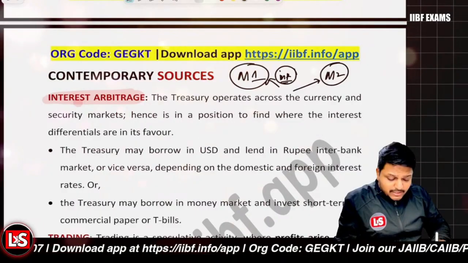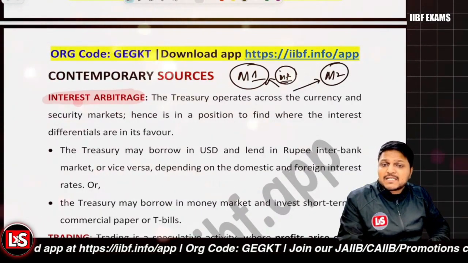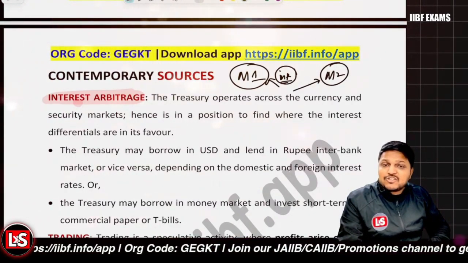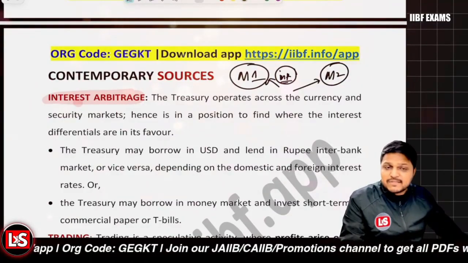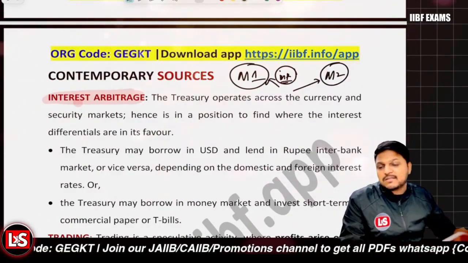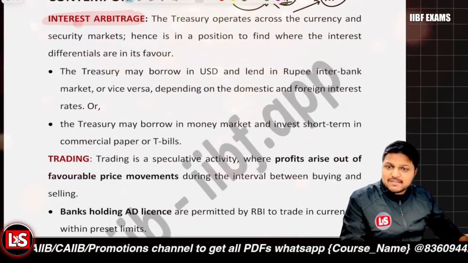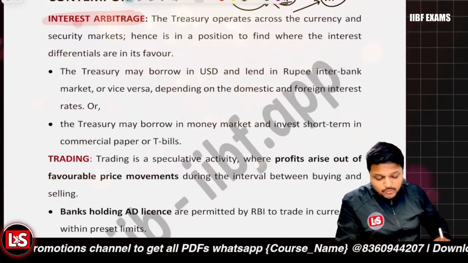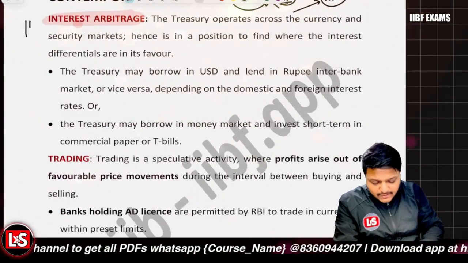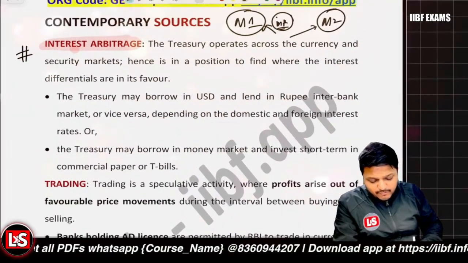It's not just about borrowing or lending, but also that the bank's treasuries are going to exploit the interest rate differences between the markets or the currencies, right? So whatsoever the borrowing rate is and the lending rate is, the difference between the same is going to be the profit for the bank. So that's the first contemporary source of profit for the banks.